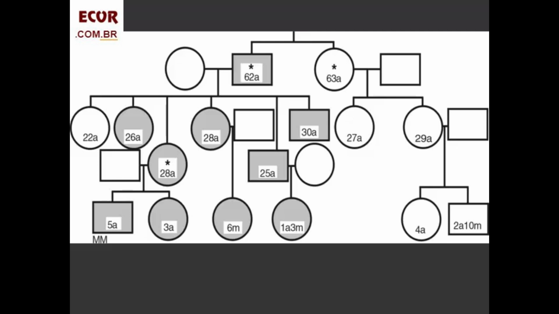But if we find only one of them with the typical case, then we can be sure that the patient we studied first was indeed with the disease.